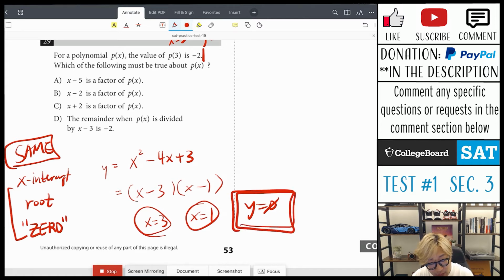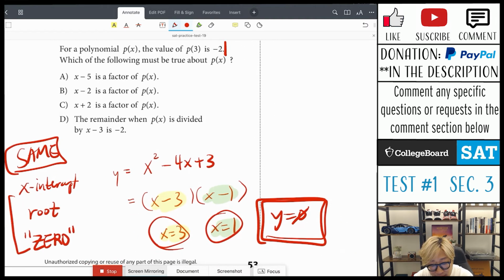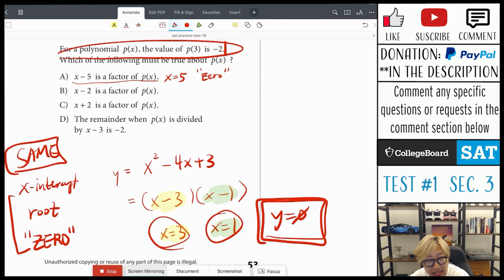So the fact that x is equal to 3 is a solution should already let me know that x minus 3 is a factor. And the fact that x is equal to 1 is a solution, aka a 0, should indicate that x minus 1 is a factor. So check this out. Look at A. They say x minus 5 is a factor of p of x. If you want to say that, x is equal to 5 should be your 0. But does the question tell you anything about that? No. So A, you cannot say it. It says must be true. I don't know if A has to be true.